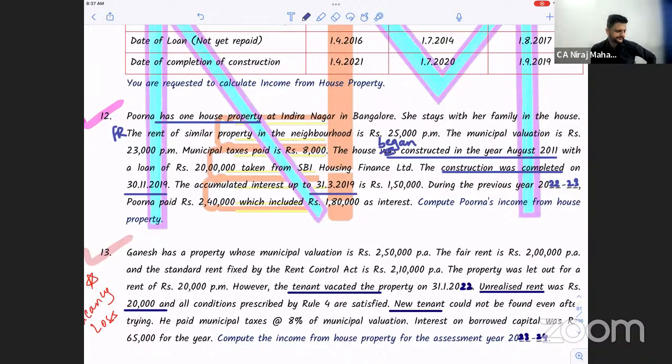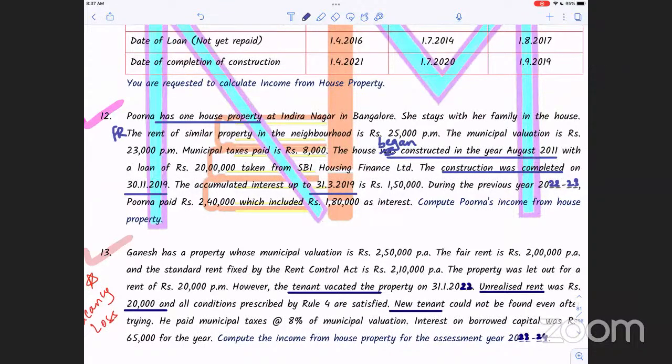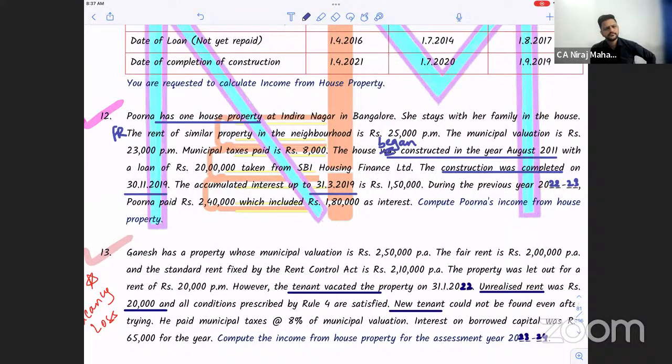Very good, Mansi. Sir, current year interest. What? 1,80,000. No, sir, 60. Current year interest. Acha. You can have different logic. I agree. People can have different point of view.